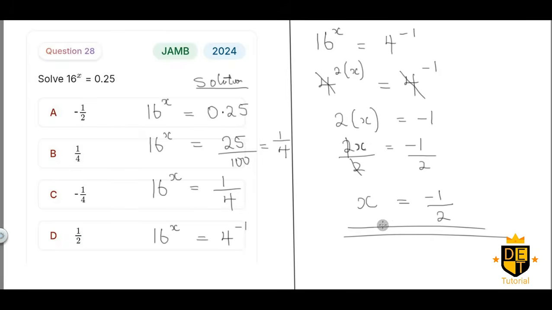So the correct answer to this JAMB question is option A. This is the correct answer to this question.